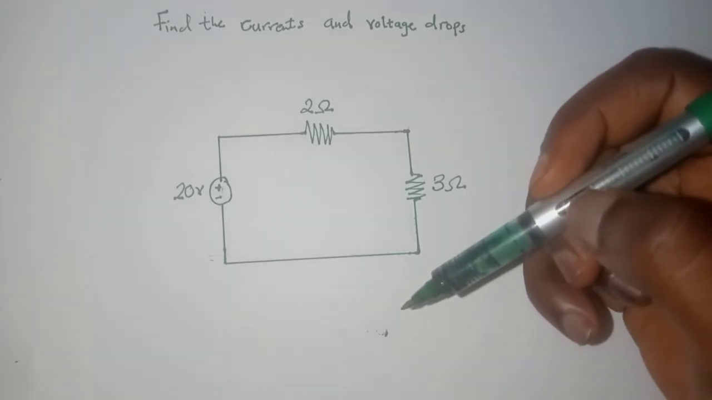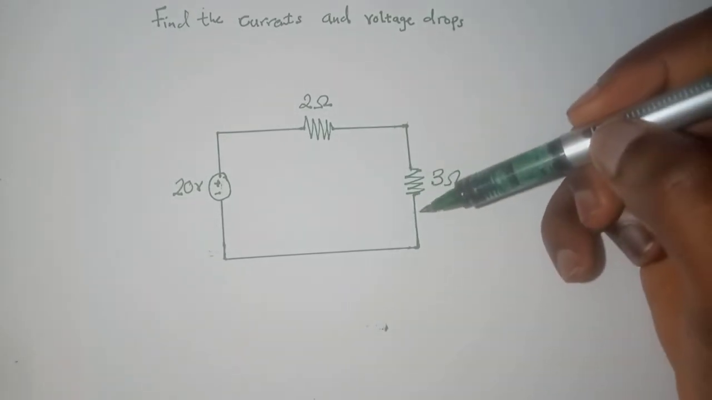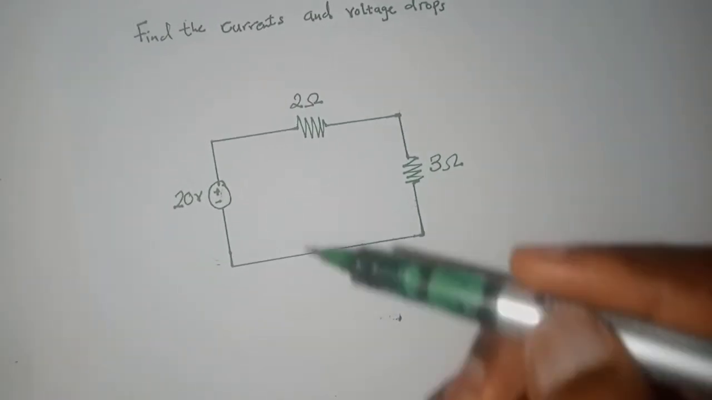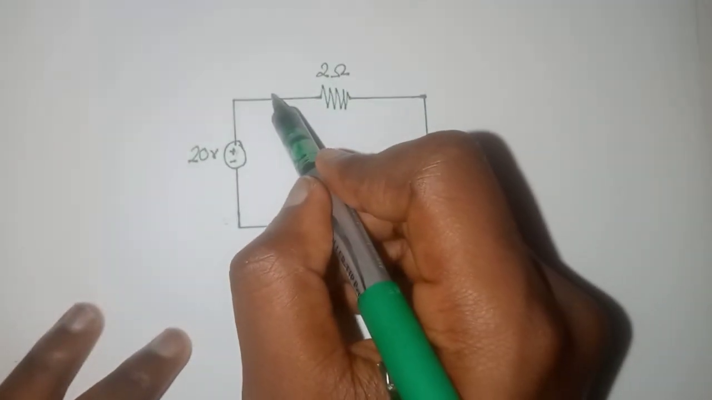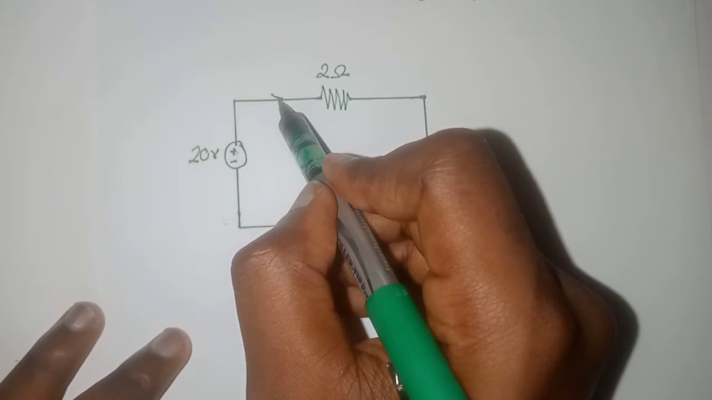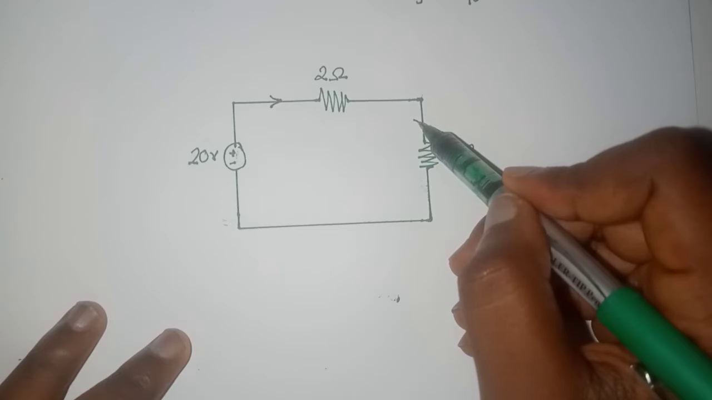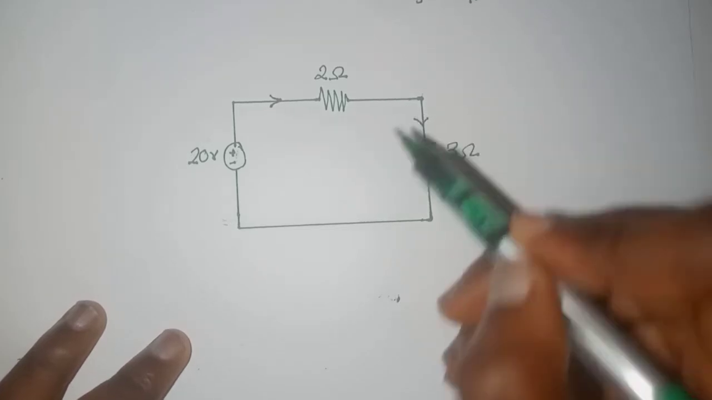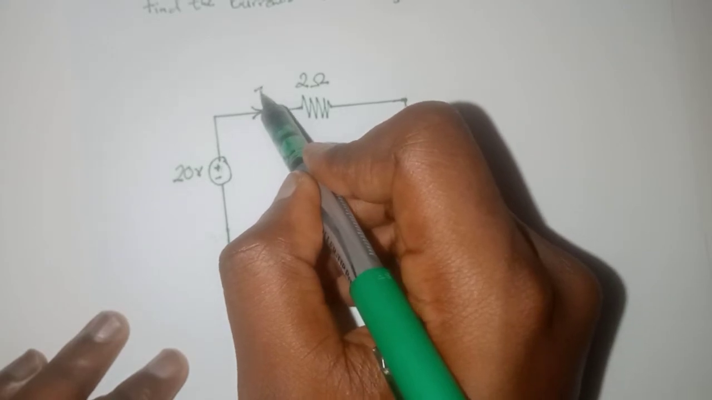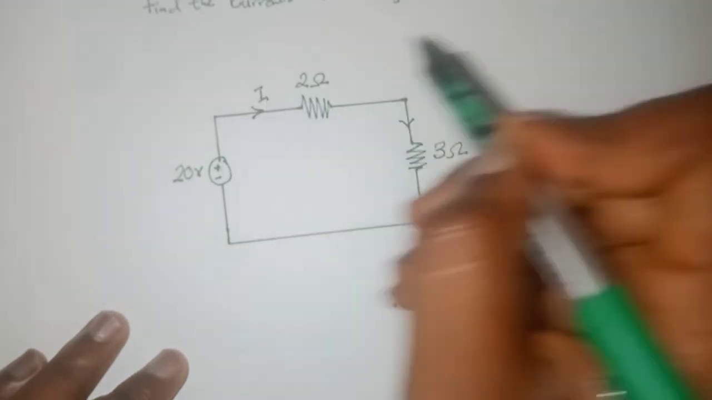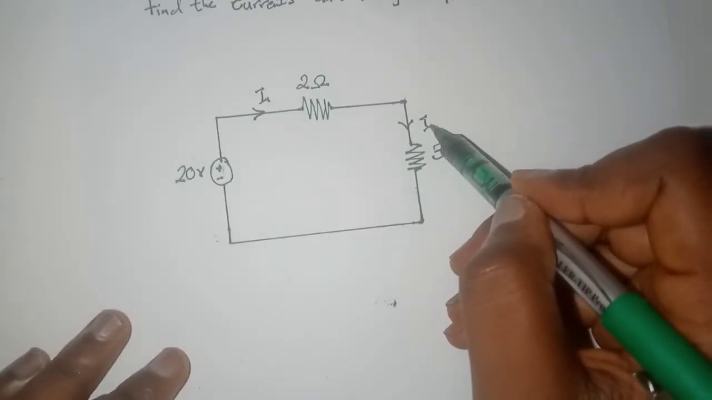In order to use Kirchhoff's law, the first thing you want to do is label your circuit's current by branch. So this branch, you want to label the current passing through it. This branch, you also want to label the current passing through it. Let's call the current passing through this branch I1 and the current passing through this branch I2.